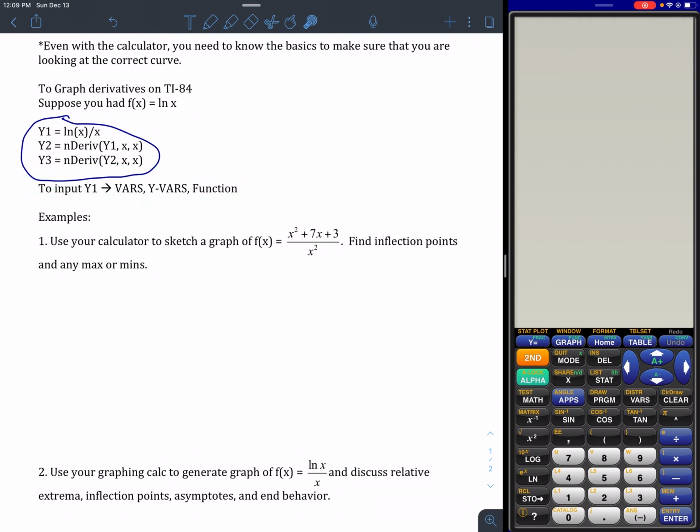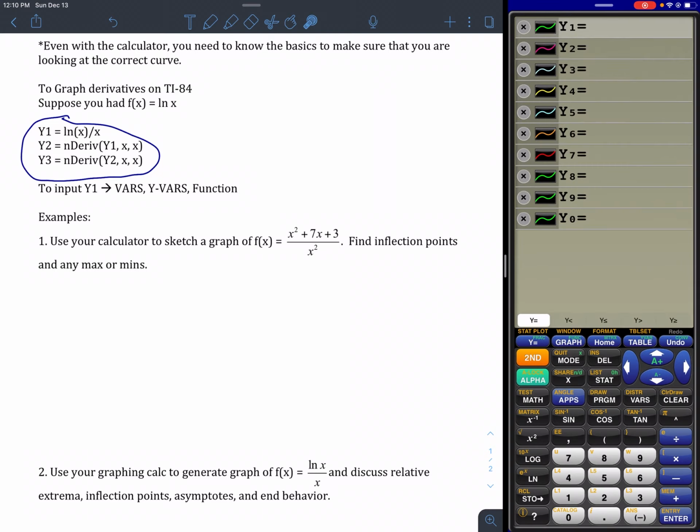So let's start off with this first example. It says, use your calculator to sketch this graph and then find the inflection points, any maximums and minimums. I'm going to add to this: I want you to find the intervals of concavity, where it's increasing and decreasing, the critical points, and all that stuff. Okay, so the first thing we want to do is enter this into our calculators.